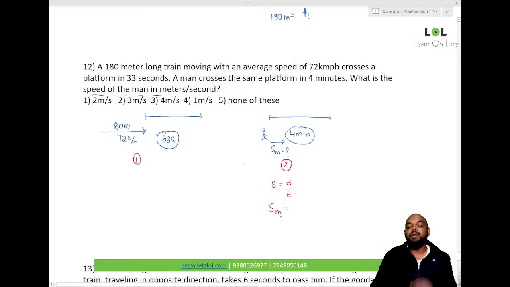Can anybody tell me what I should write in the place of distance? Can a couple of people turn on the mics, guys? If you don't know how to turn on the mic, you just have to click on the hand symbol at the bottom of your screen. Can a couple of you turn on the mic so that we can have more interaction?